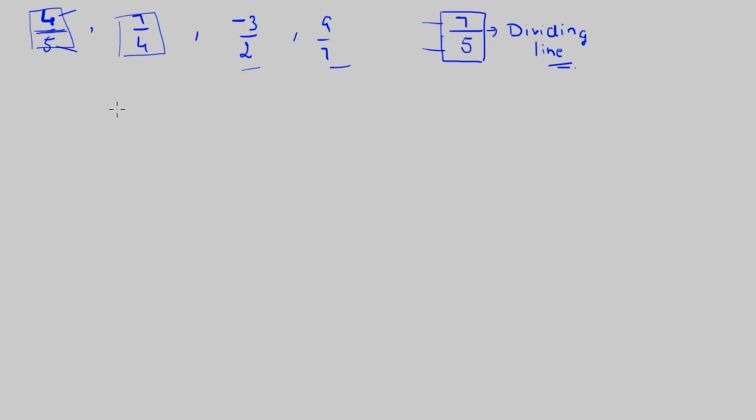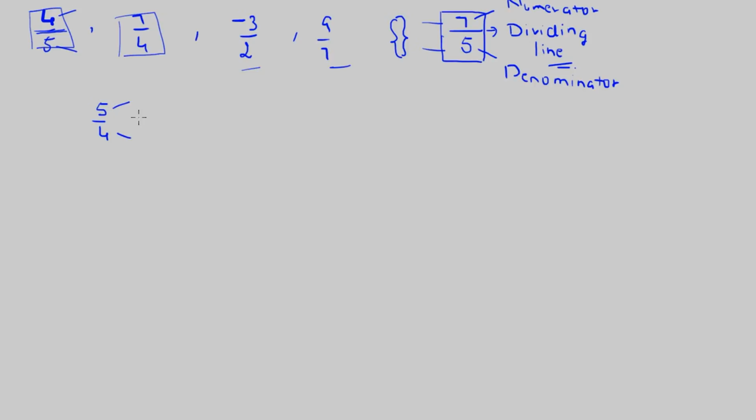So the fraction means that the upper number is known as the numerator and the bottom number is known as the denominator. This is the numerator, and this one is the denominator. Now what do we mean by this? Let's see first. In 5 upon 4, 5 is the numerator and 4 is the denominator.